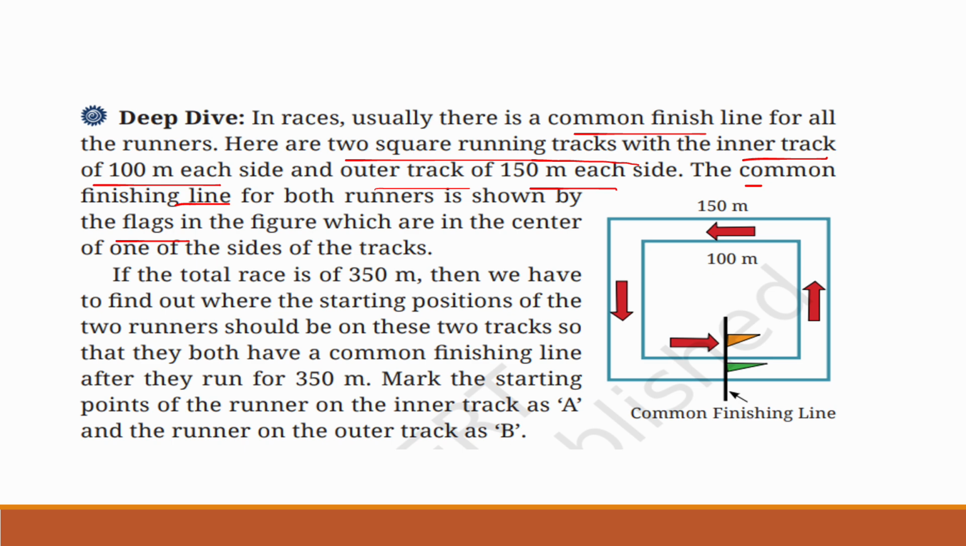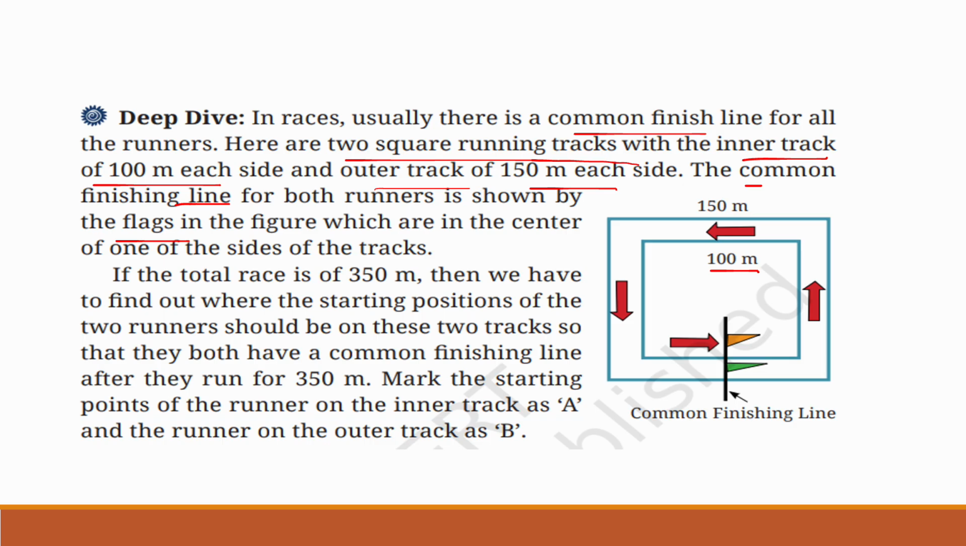So in races, there will be a common finish line for all the runners. See this picture. Here there are two square running tracks. One inner track and an outer track. The inner track is 100 meter each side. This is a square. So all sides are equal. So each side is 100 meter.